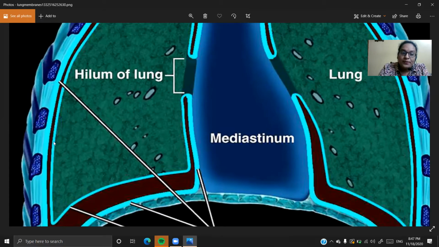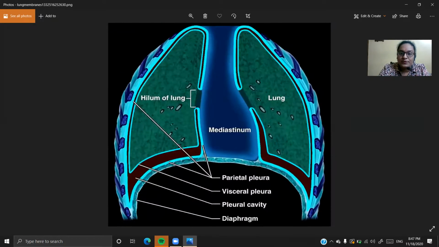Your parietal membrane is fixed to the chest wall as well as to the superior surface of the diaphragm. This has to be remembered. So we have the parietal and visceral layers, and we have the pleural cavity, which is filled with the pleural fluid. These are the ones to be remembered.